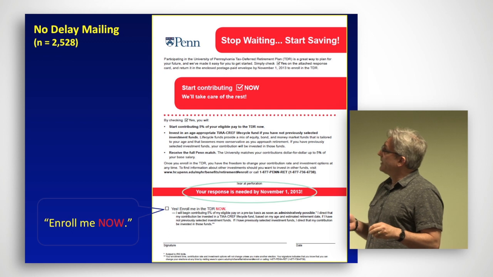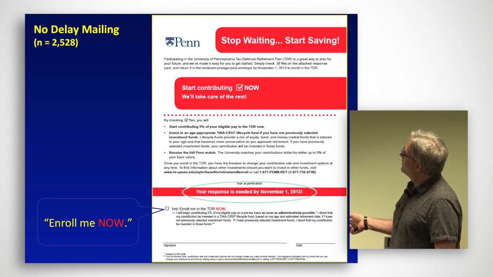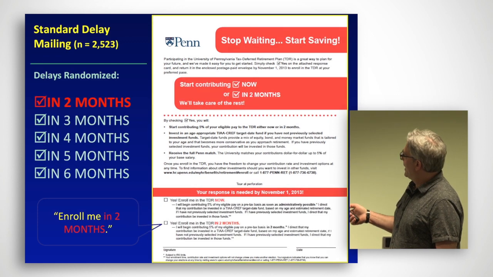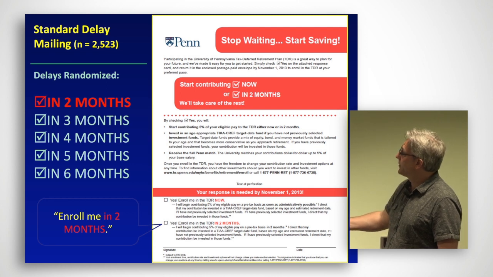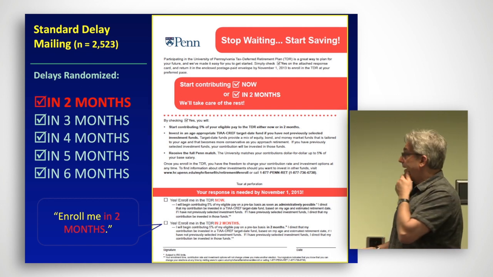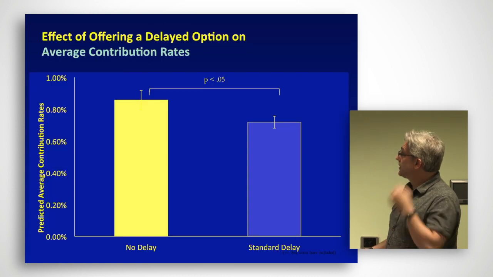So this is the no delay condition. Enroll me now in this savings plan. Then they had some standard delays. They thought, okay, save more tomorrow, where tomorrow is in 2 months, 3 months, 4 months, and so forth. So this is the standard delay format. I'm not going to distinguish between the point and time, but just know that it's in the future.